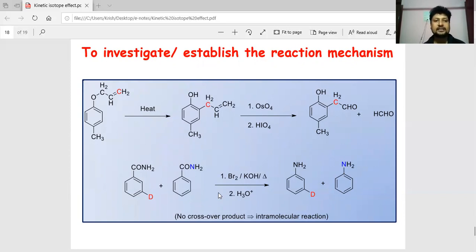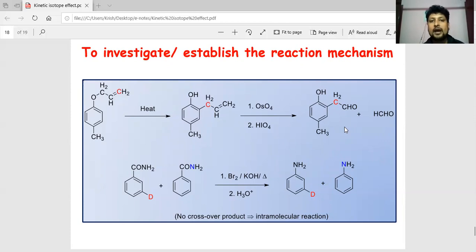Now the question is, during migration, which carbon gets attached to the benzene ring? If the non-isotopic one attached to the aromatic carbon, we will get the same product without labeling, isn't it? But I have distinguished the two carbons by means of isotope labeling. So the final product can tell us how the group transfers from the oxygen portion to the aromatic one. Next reaction, that is the Hofmann bromamide reaction.